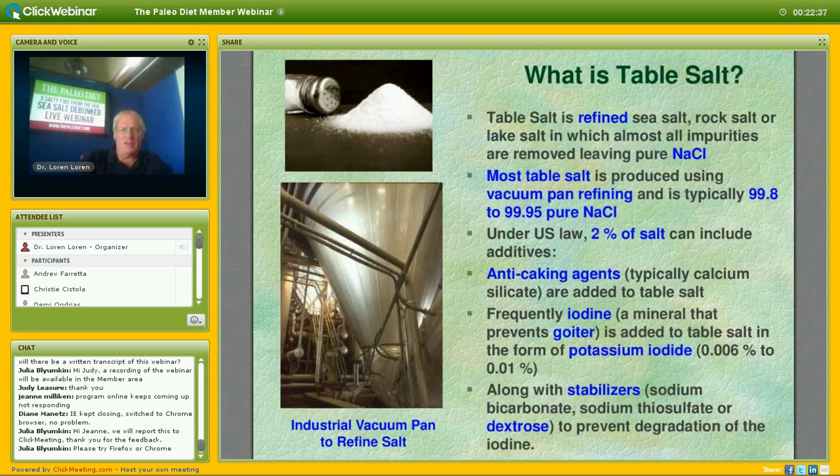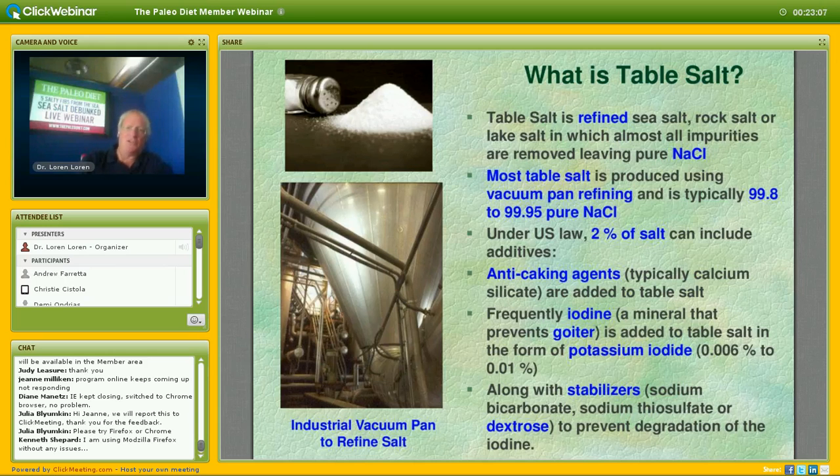Let's take a look at the very next slide and contrast sea salt to table salt. What in the world is table salt? Table salt is almost always made from refined sea salt or rock salt, and frequently from lake salt. What they do in the manufacture of table salt is try to remove all of these other salts, leaving basically pure sodium chloride.